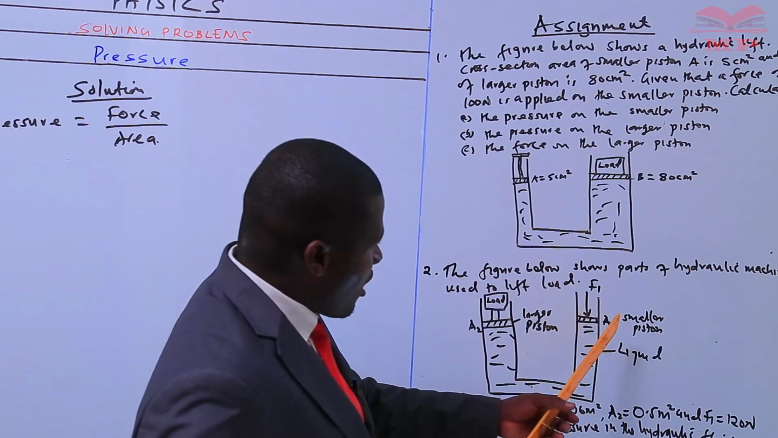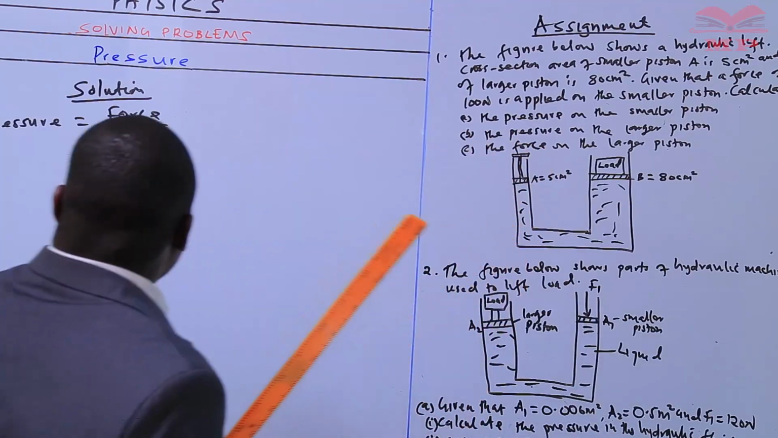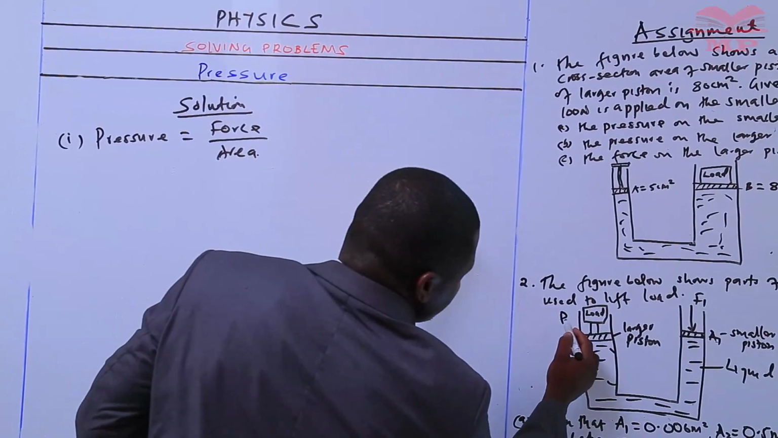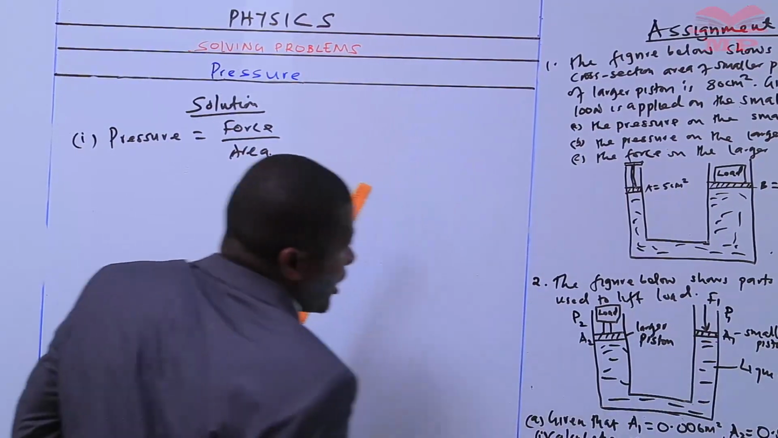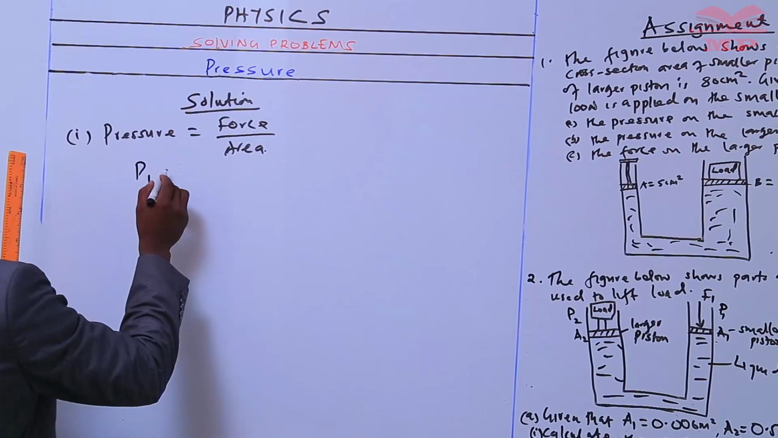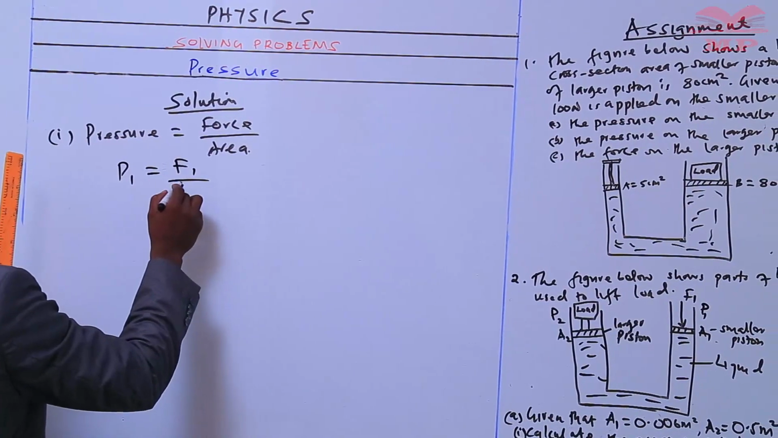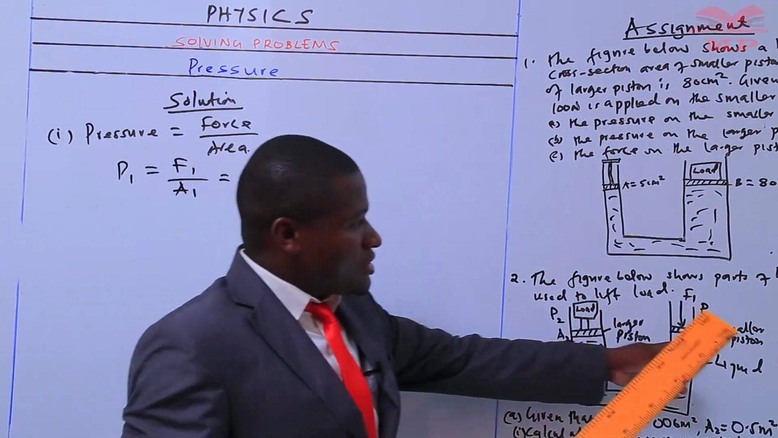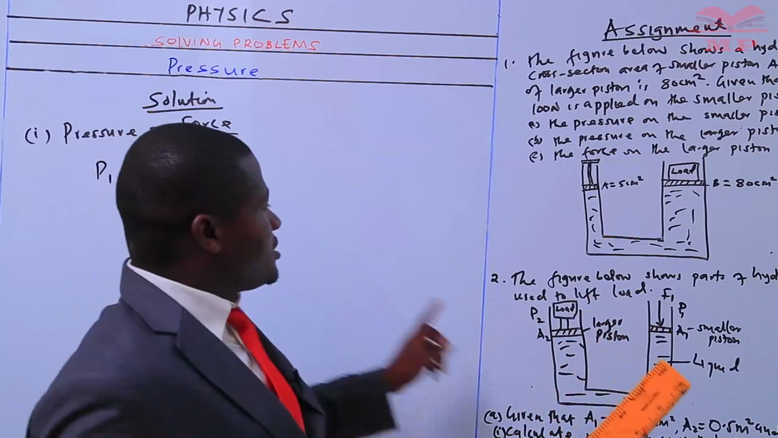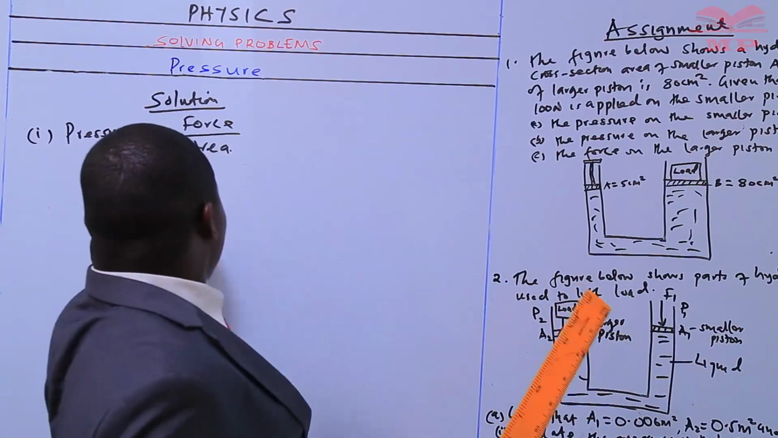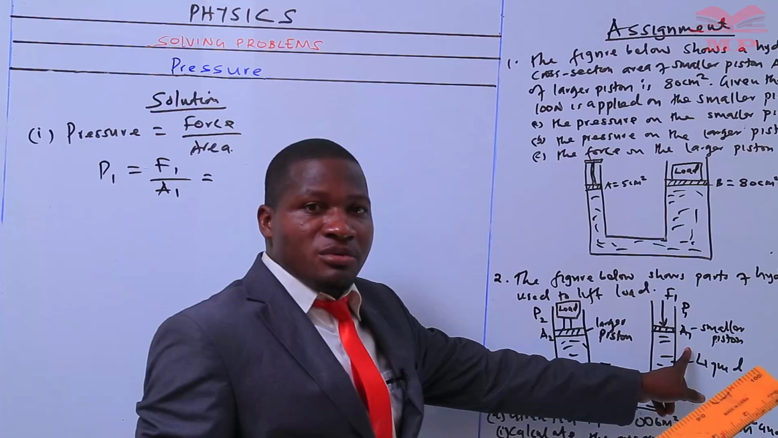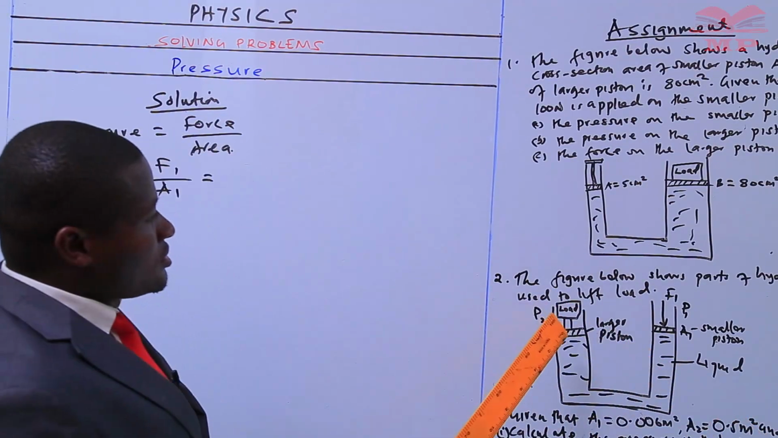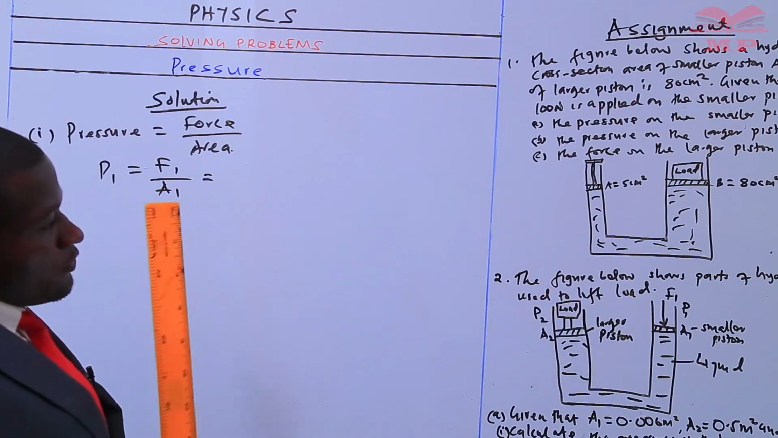So in A1, I have A1, then I have A2. Now in this case, if this is P2, then this one I can denote as P1. So I can say that P1 is just equal to F1 over A1. This F1 simply means force in the smaller piston. A1 is area in the smaller piston. P1 is pressure in this smaller piston. When I calculate this pressure, it is just the same as using P2, A2, and F2.